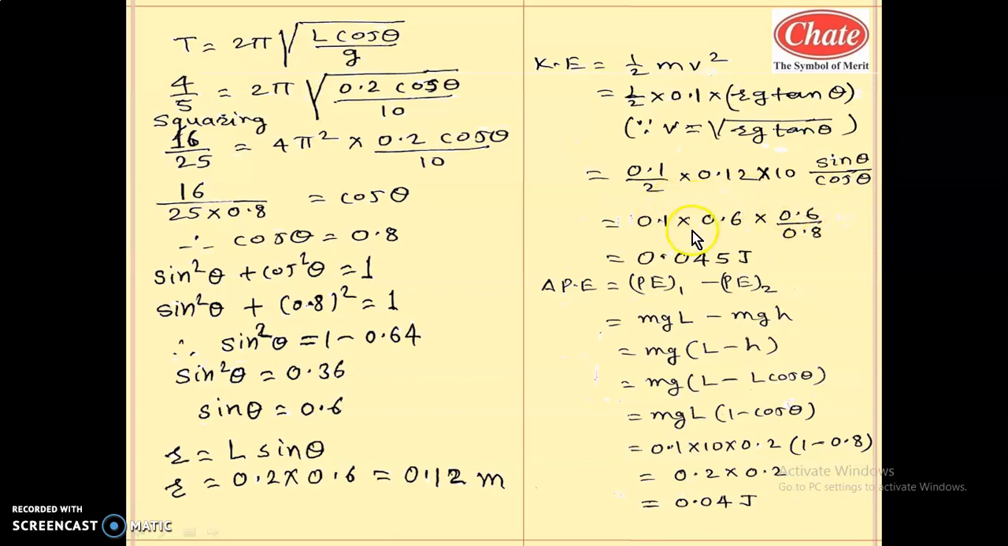So calculation of this will be 0.045 joule. This is the kinetic energy in this case. So solving this, you will get this value 0.045 joule. So this is kinetic energy.